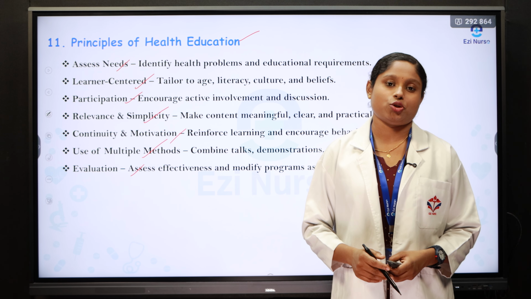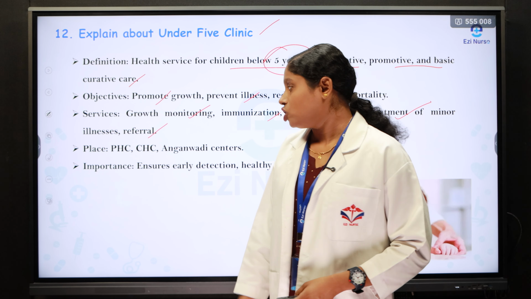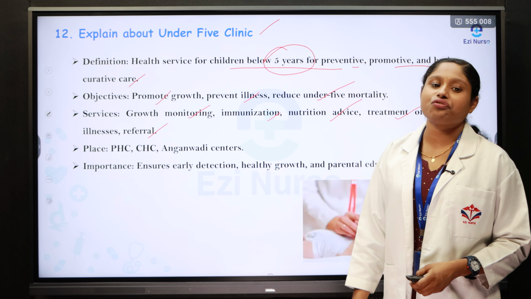So its objective is to promote growth, prevent illness, reduce under 5 mortality. And the services are growth monitoring, immunization, nutrition advice, treatment of minor illness and referral services. So what are the places under 5 clinics are running? It is PHC, CHC, Anganwadi centers. And the importance is it ensures early detection, healthy growth and parental education. So this is all about under 5 clinics.